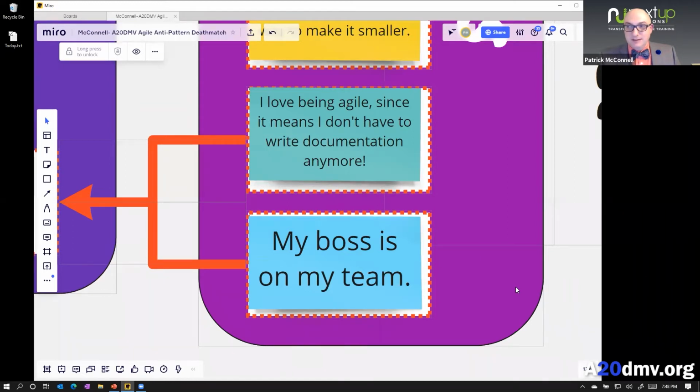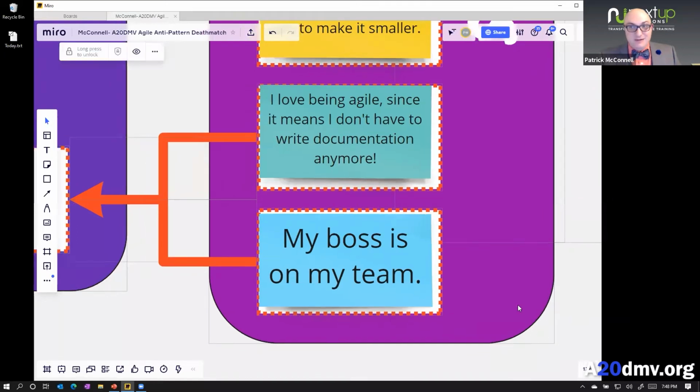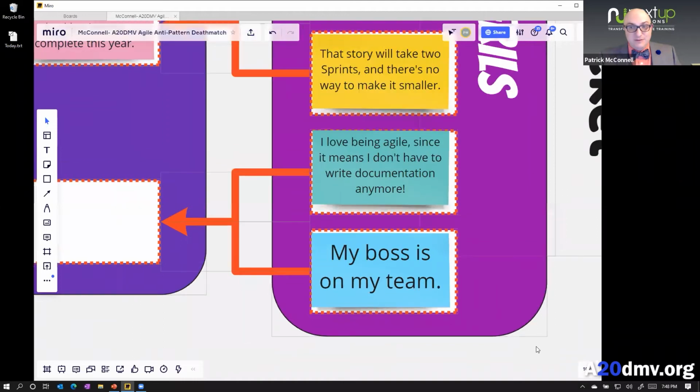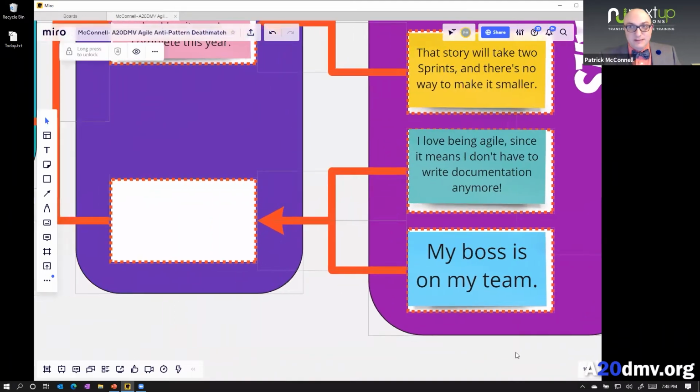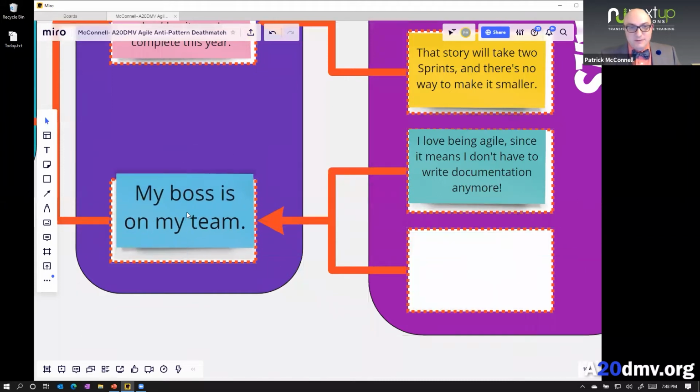Oh, top one's coming in fairly strong. Boss is on my team. I don't know. I think boss on my team has a lot of votes too. Hard to tell. Going up and down, going up and down. All right, I think this is a toss-up. I think maybe we have to go with boss is on my team because we're losing some votes there.